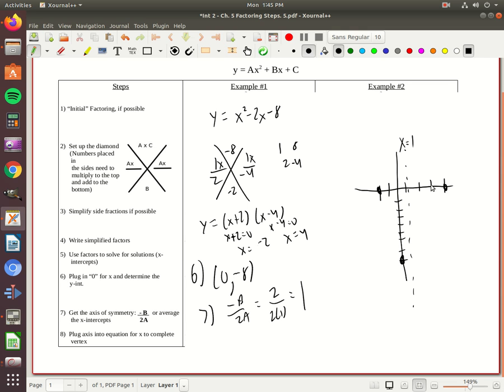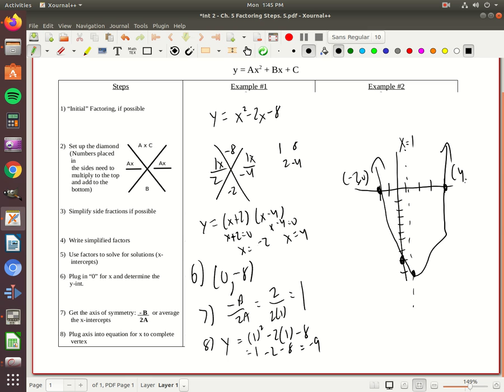And again, I know my vertex is going to be somewhere on here, but where is the question. What I'll do is go back to this equation, and I will plug in 1 squared minus 2 times 1, minus 8. So I get 1 minus 2 minus 8, I get -9. So there we go, (1, -9). So I have a parabola that looks something like this: (-2, 0) here, (4, 0) here, (0, -8) here, and (1, -9) here.